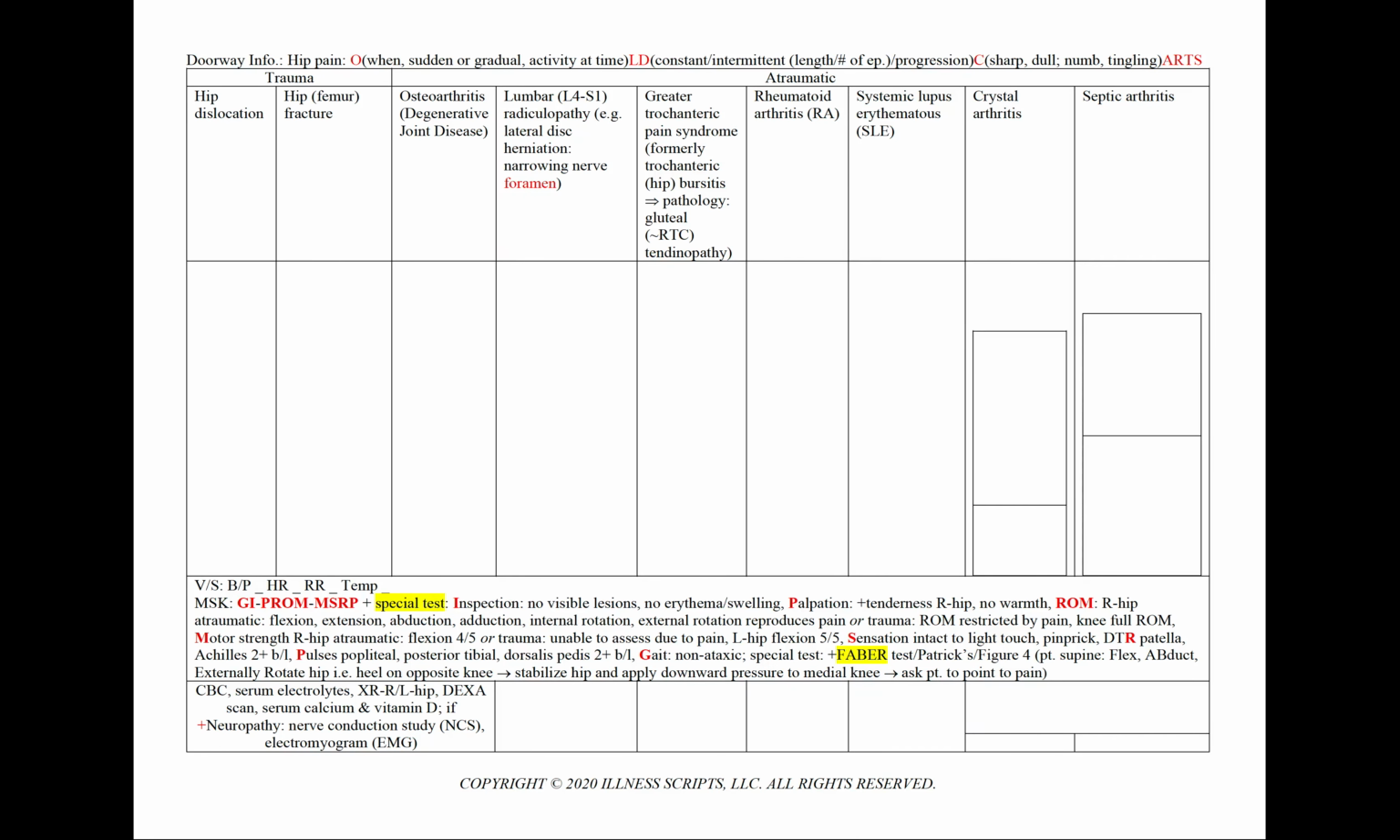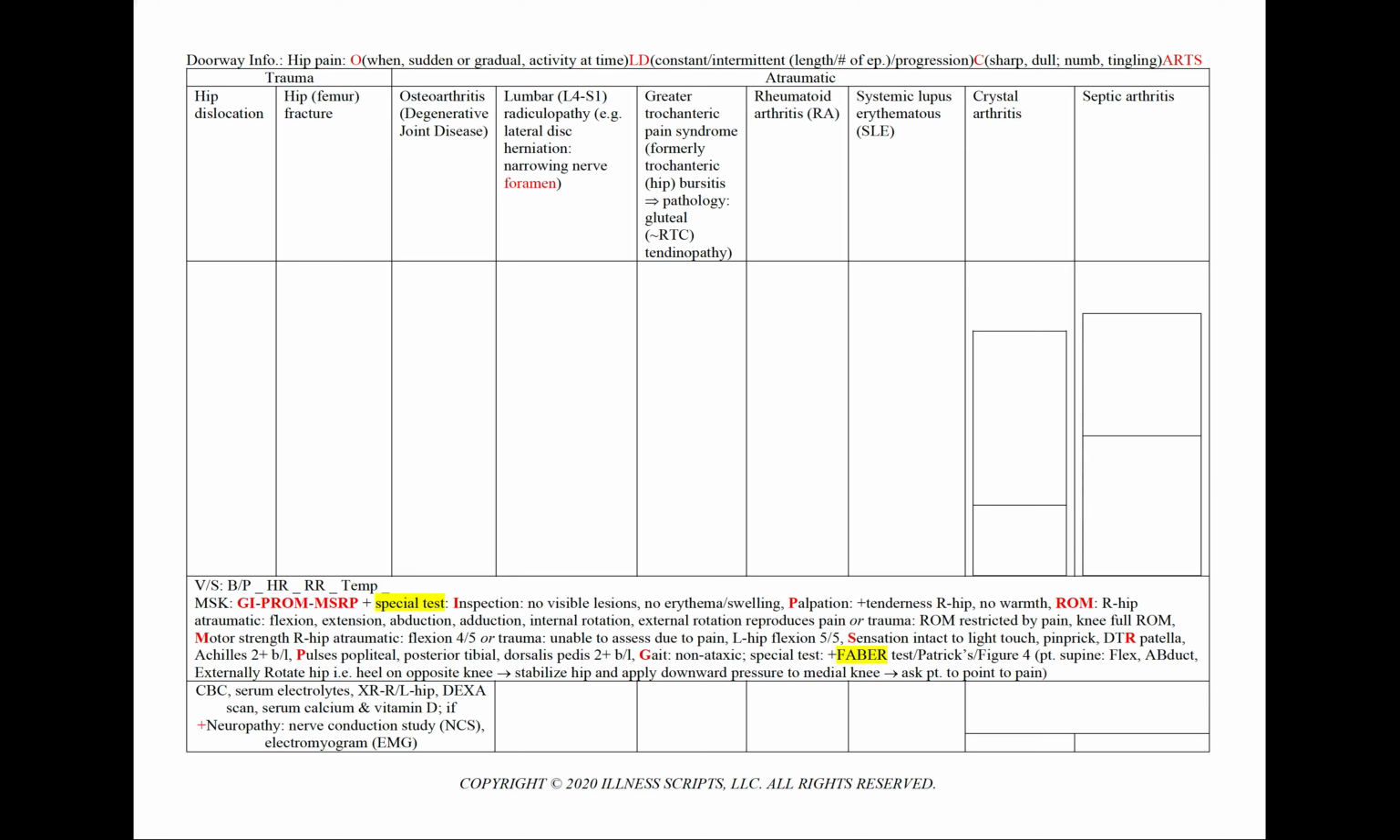For a case of hip pain, using our mnemonic OLD CARTS, we will note the onset, or when did your pain start? Did it come on suddenly, or was it more gradual? And do you remember what you were doing at the time? For the location, we'll ask our patient to point with one finger. As we'll see below, true hip joint pathology involving the joint is going to be anterior across the groin. If it's posterior or lateral, it's usually going to be pointing to something else.